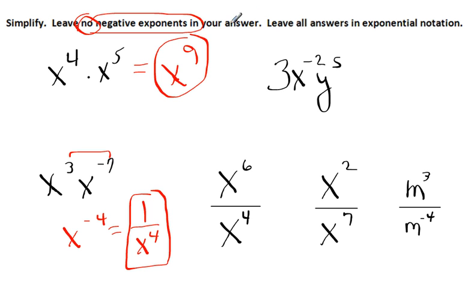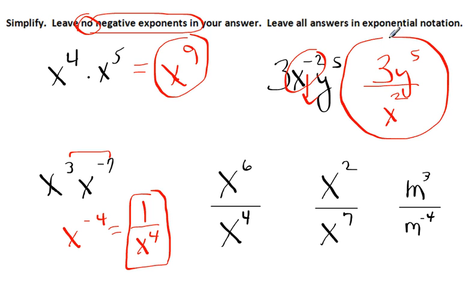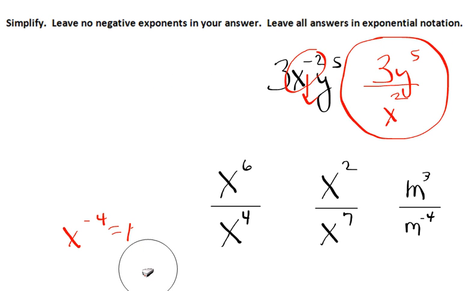All right. And then over here, the only thing that you need to do is change this. This is a negative exponent, so move it to the bottom. We'll leave the 3y to the fifth on top, and x squared goes to the bottom. Let me erase all this, get it out of the way.